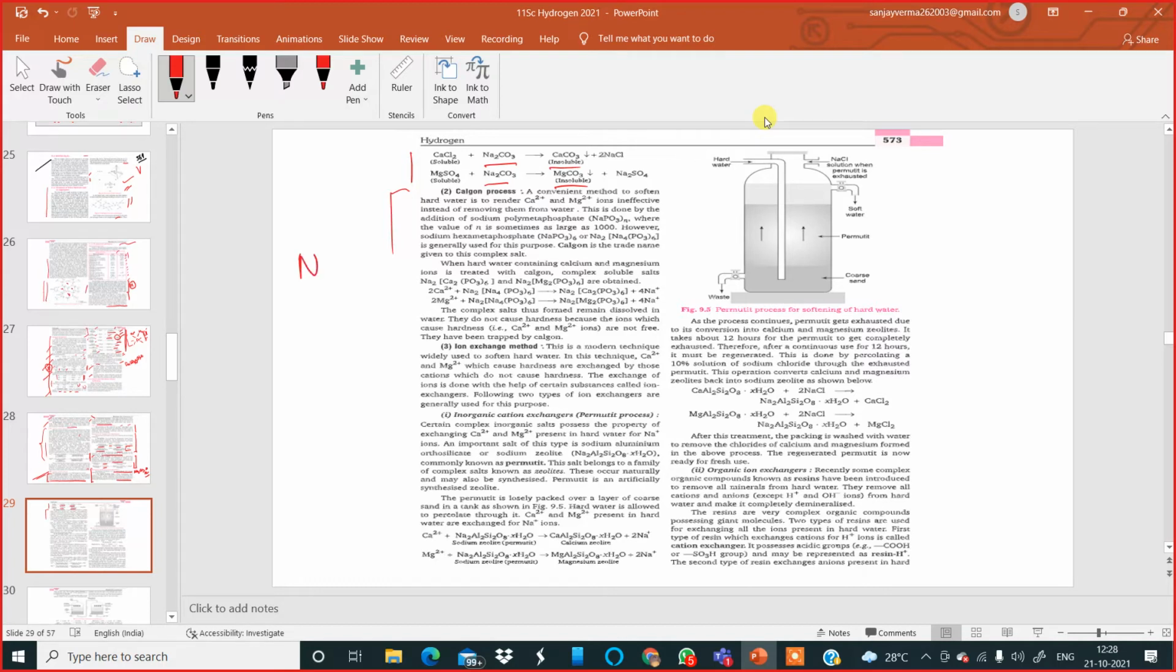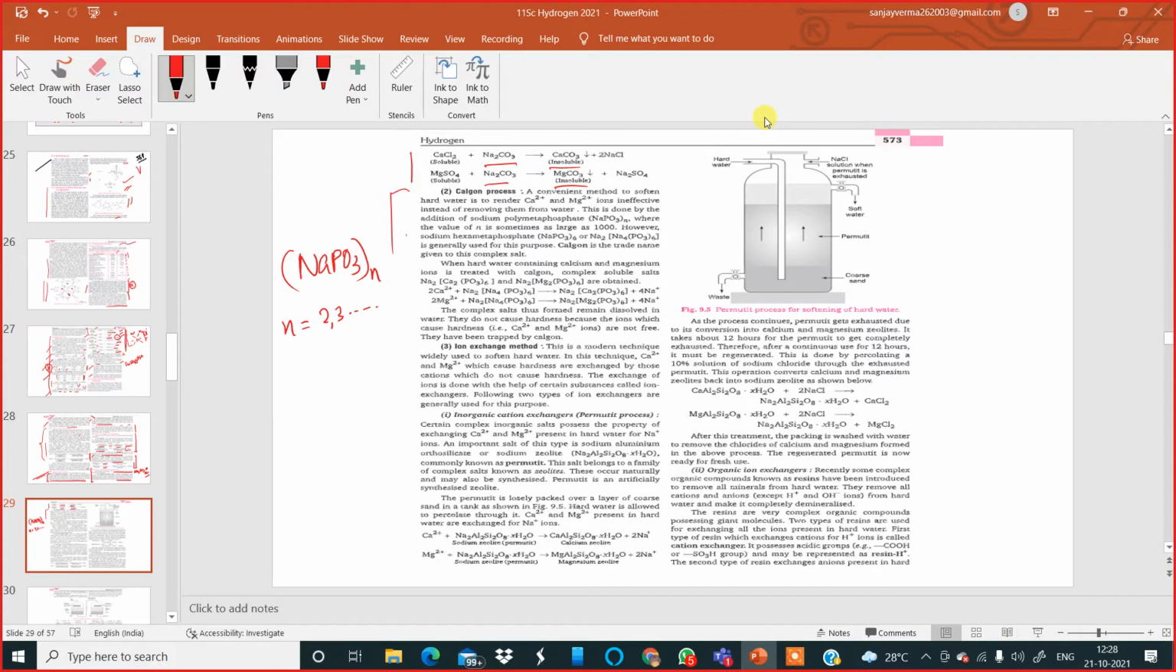Its formula is (NaPO3)n. This small n has to be more than 2, 3, 4, and so on, where the value of n can be as large as 1000. However, sodium hexametaphosphate, that is (NaPO3)6 or Na6P6O18, is generally used for this purpose.